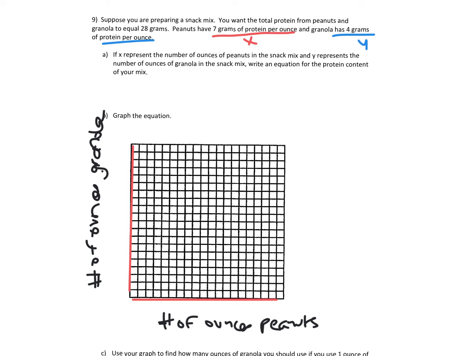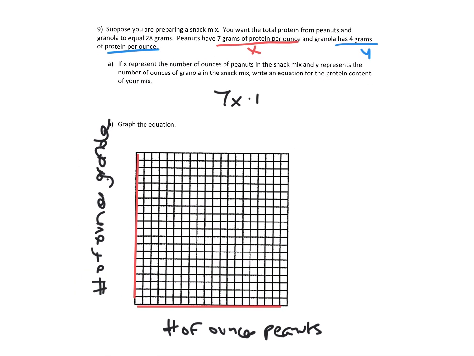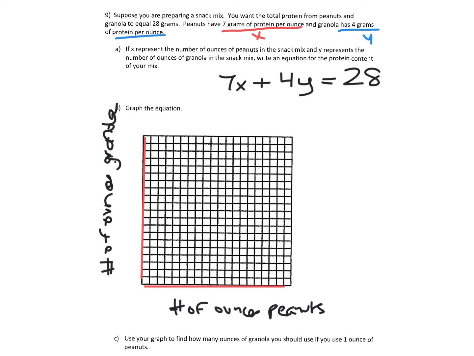So the equation, I'm right on the top here, is going to be 7 times the number of ounces of peanuts, 7x, plus 4 times the number of ounces of granola, which is y, equals, and I want a total of 28 grams of protein. There.